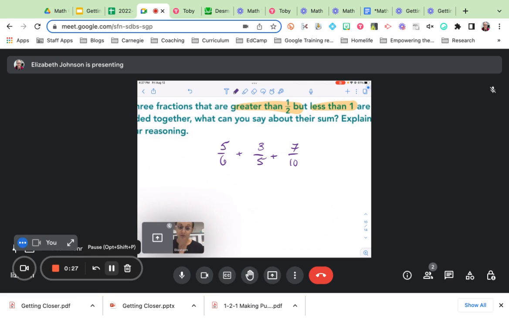Those are all bigger than one half. Those are all less than one. What if I wanted to estimate my sum? How small could it possibly be? How big could it possibly be?